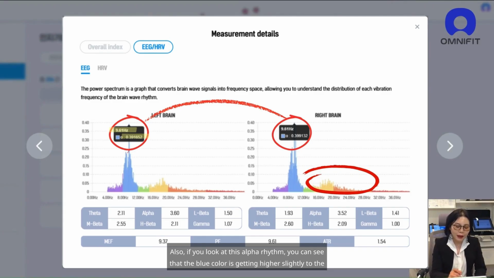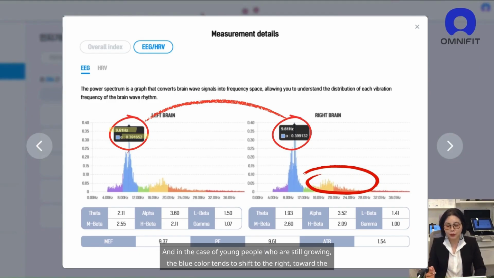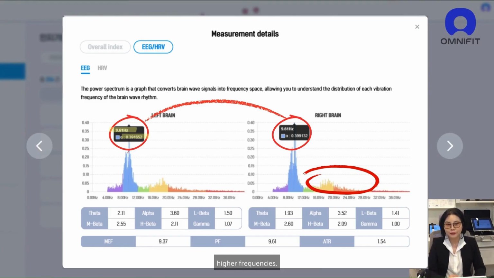Also, if you look at this alpha rhythm, you can see that the blue color is getting higher slightly to the left, meaning toward the lower frequencies, but that's inevitable as you get older. And in the case of young people who are still growing, the blue color tends to shift to the right, toward the higher frequencies. All right, next, let's take a look at HRV.